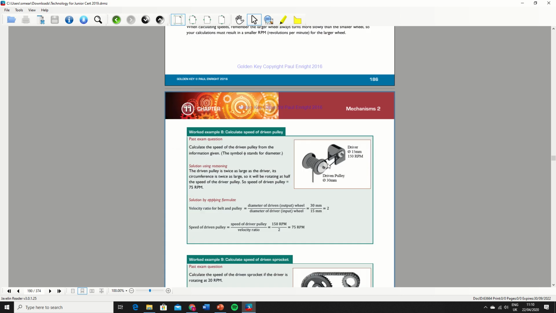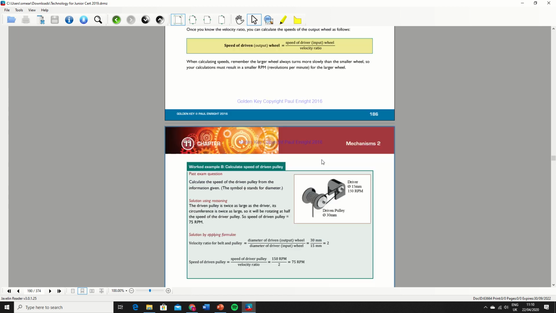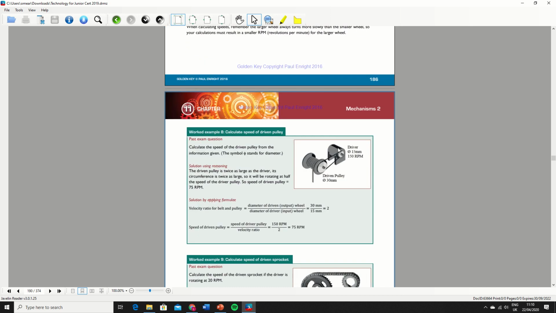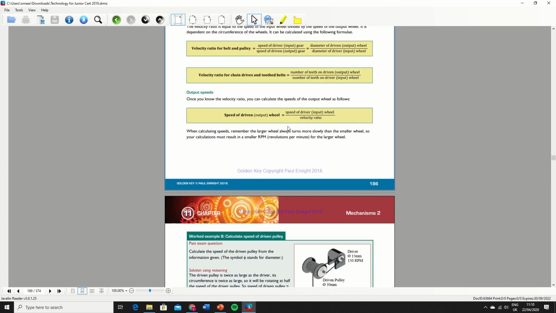So our driven pulley is 30 millimeters. Our driver pulley is 15 millimeters. Okay, so we go back up. First of all, we have to calculate the velocity ratio. So our formula for velocity ratio is the diameter of the driven wheel over the diameter of the driver wheel. So driven over driver, so 30 over 15 is equal to 2. So that means that our velocity ratio is 2.